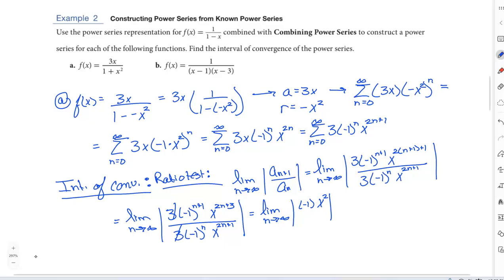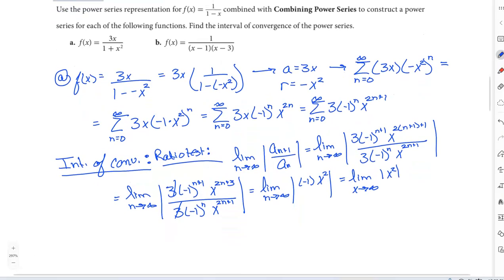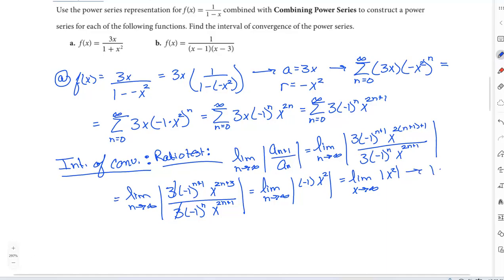And when I take the absolute value, I'm going to be left with just x squared. And this is going to converge as long as the absolute value of x squared is less than 1, which means it's going to converge for values between negative 1 and 1. Okay, but remember, with the ratio test, you've got to check the endpoints.